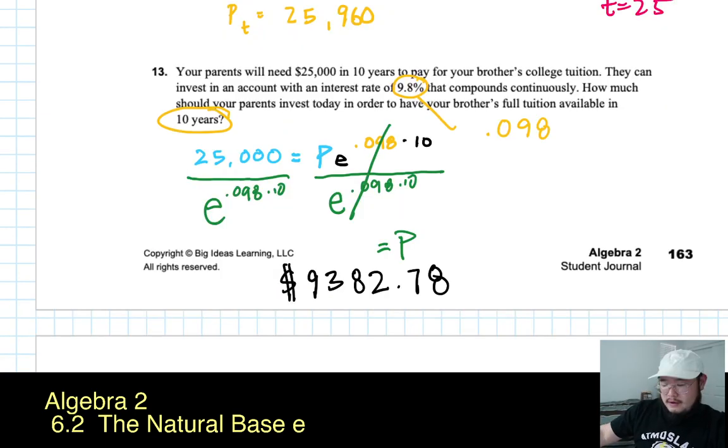All right, so once again, kind of recapping this problem, it's a little bit different because they gave us the amount that we need. We already know how much we need, but we're trying to find the principal. What do we start with? And so we go ahead and solve for P right here, and there is your number. They start off with $9,382.78. In, what is it, 10 years, the parents will be able to get $25,000 based on the interest rate being 9.8%. That's pretty ridiculously high. If you can find something that's 9.8%, you hit the jackpot. All right. There you go. Section 6.2.